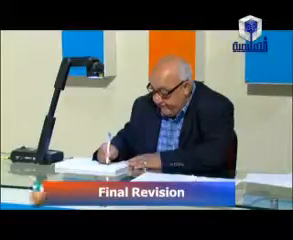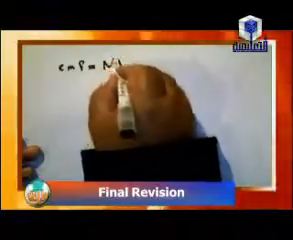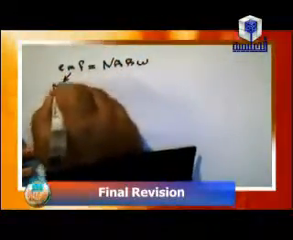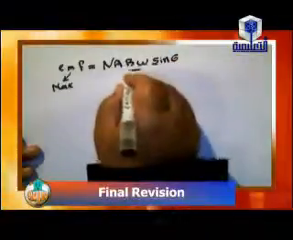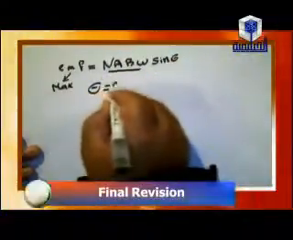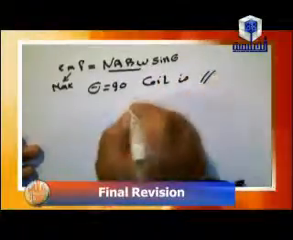So EMF in a generator is equal to N A B omega. This is the maximum EMF. If there is an angle, we can write sine theta. When theta equals 90, the coil is parallel to the field.